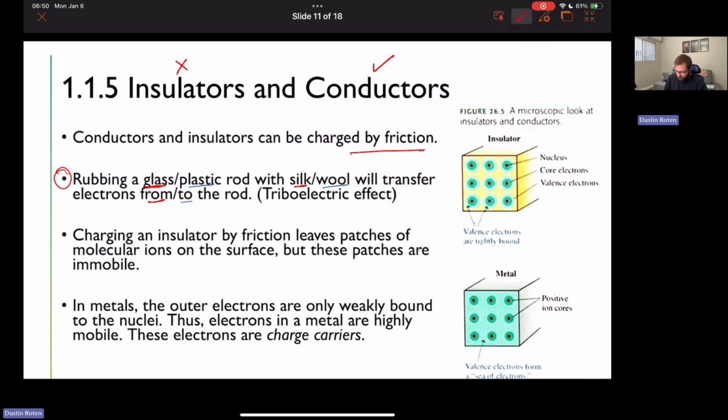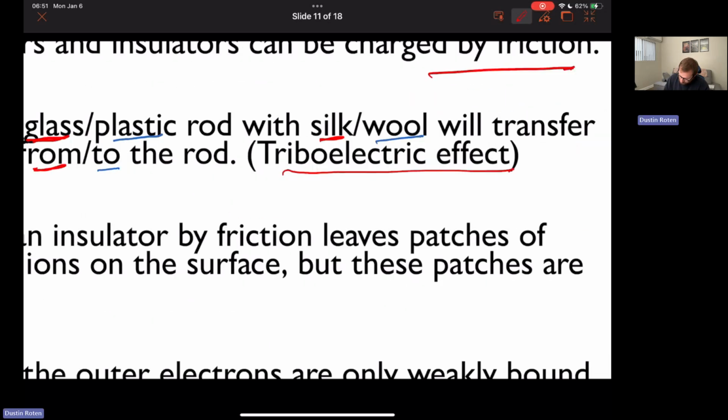So this is actually called the triboelectric effect. And this is where electrons go depending on the materials that are being rubbed together. Okay, so let's see. I need to describe this. So we'll say the triboelectric effect is where electrons go depending on the material.